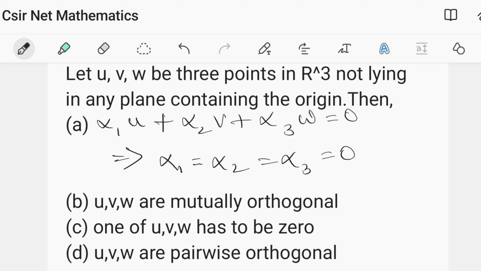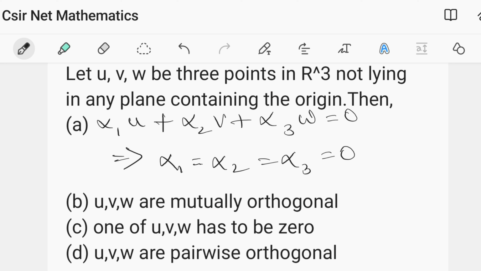So let us solve a CSIR NET problem. This is a Part B question, only one of the options is right. The question states: let U, V, W be 3 points in R cube not lying in any plane containing the origin. Then 4 options are given.